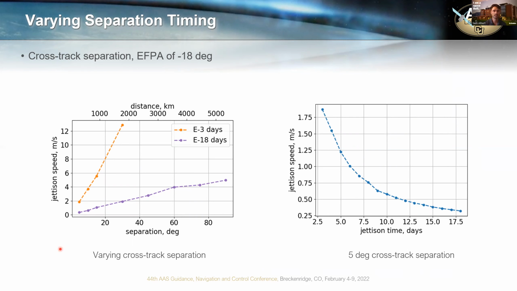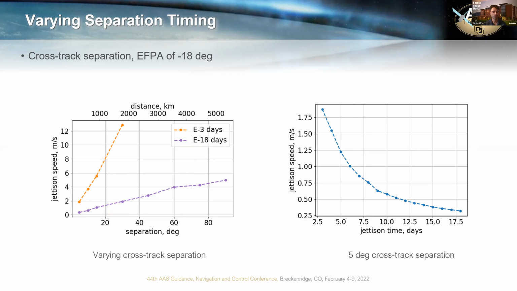And you can see that this orange curve, which is separation 3 days out, takes a lot higher jettison speeds and also increases a lot faster than the results if you separate 18 days before entry. So as one would expect, you require much lower jettison speeds to get the same separation distances. And as a result, we were also able to get solutions going much further out.